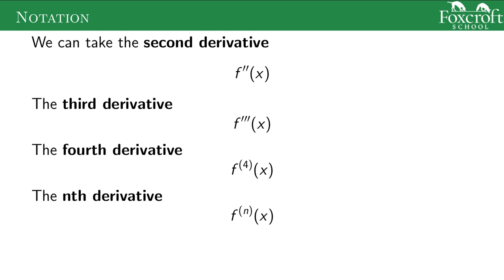So if we take the second derivative, that's the derivative of the derivative. The notation is just two tick marks. So our derivative is f prime. This is called f double prime, there's two. Then we have f triple prime.